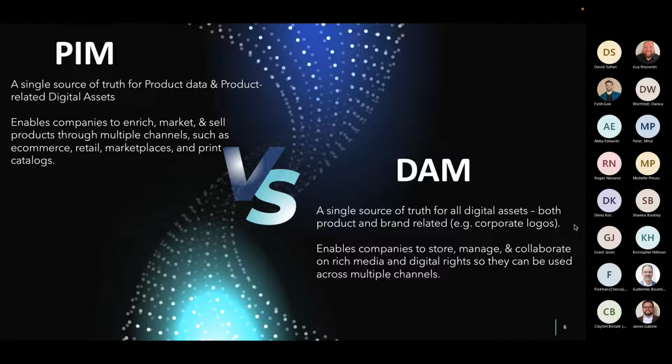The digital assets side, on the other end, is your single source of truth for all of your assets, irrespective of whether they belong to a product or not. So it could be a corporate logo, marketing guidelines, and things like that. So it's holistically your content. It enables companies to store the content, manage it, collaborate, and have a place for it to be enriched, especially around digital rights, so those can be publicly and correctly published to the websites or wherever it's being published. So PIM and DAM are different, but they're also very similar.